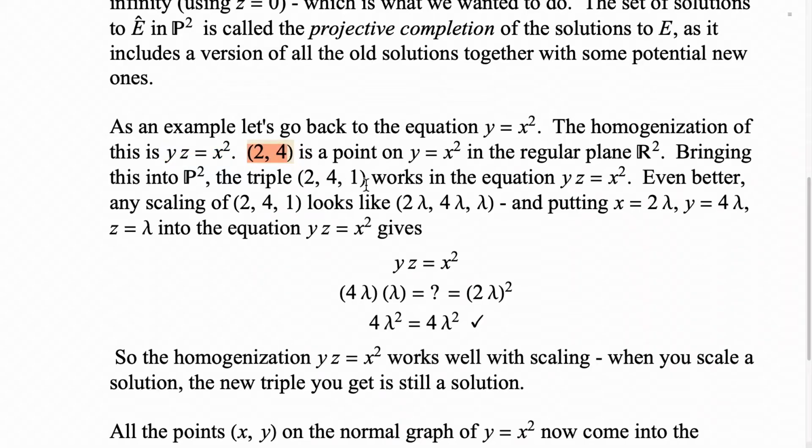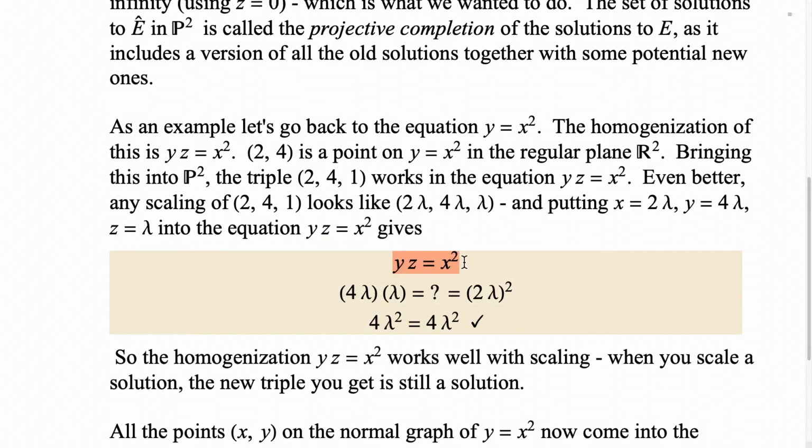We know that (2, 4) is a point on the parabola y equals x squared on the regular plane. When we bring (2, 4) into the projective plane, we do so as the triple (2, 4, 1). That is guaranteed to work in the equation yz is x squared. Just as a quick check, 4 times 1 really is 2 squared. Even better, any scaling of that point is going to have to look like (2 lambda, 4 lambda, lambda), multiplying through by lambda. If you set the x coordinate to 2 lambda, the y coordinate to 4 lambda, and z to lambda, take those and plug them into yz equals x squared.